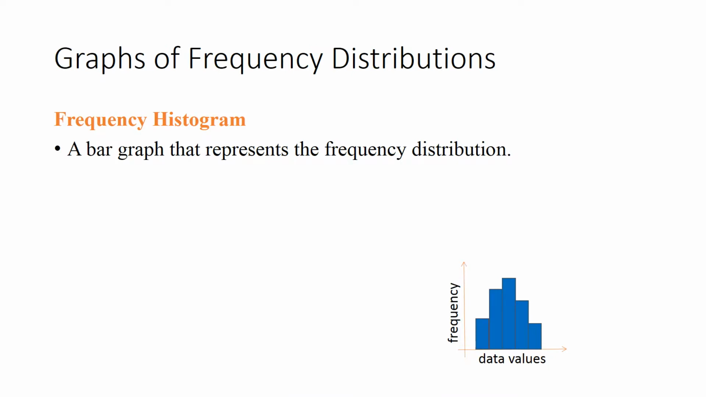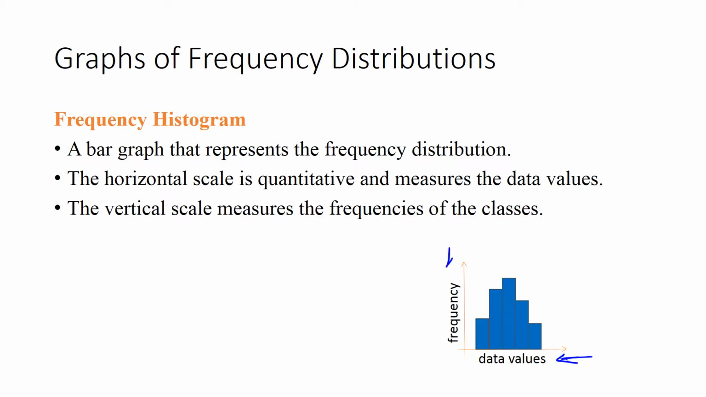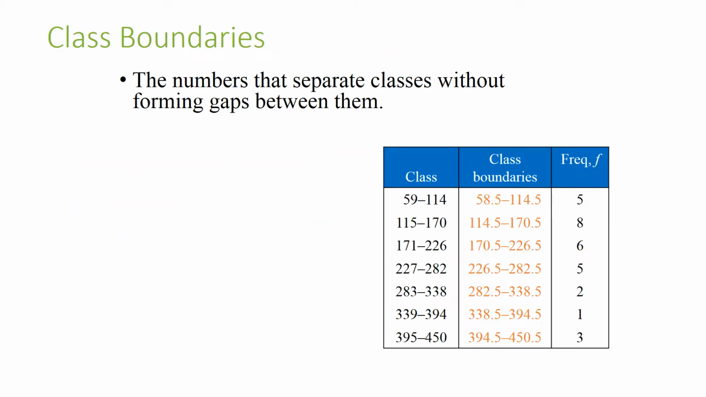Bar graphs are used to represent the frequency histogram. You can see an example down in the bottom right corner. On the horizontal scale, we use the data values, and the vertical scale is the frequency. And with these in a histogram, your consecutive bars must touch.